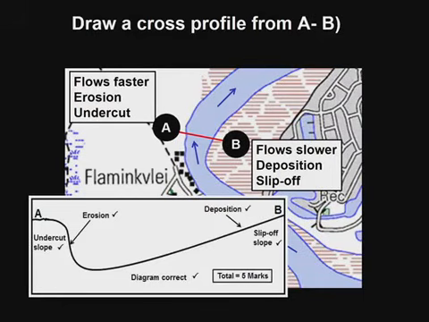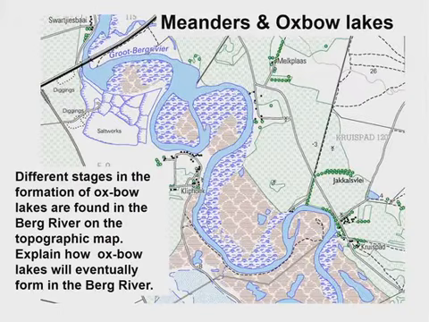Where's the erosion? Where's the undercut slope? Where's the deposition? Where's the slip-off? And if you've got the correct diagram, another mark. 5 marks for this. See that you're in a position to draw your different cross profiles on your river. Meanders and oxbow lakes, right? Remember in your content, you must know this, right?